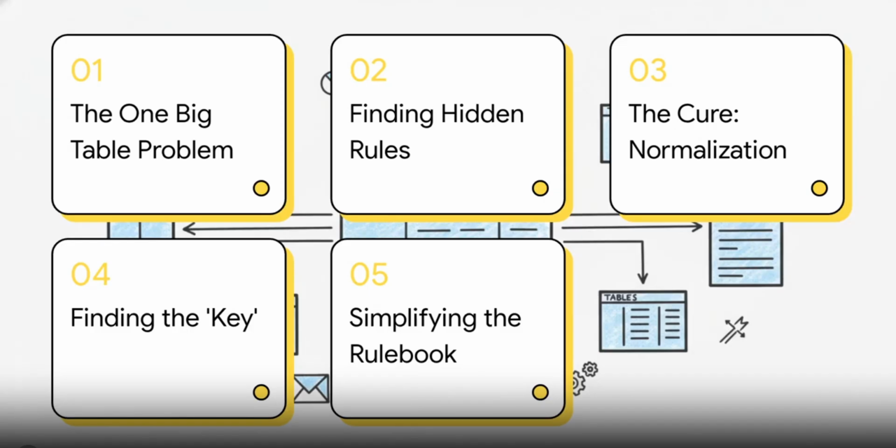sane. Okay, so here's our game plan. We're going to start with a super common mistake. Then we'll uncover the hidden problems it creates. After that, we'll look at the cure. And finally, we'll get into the powerful concepts that literally keep our digital world from falling apart.